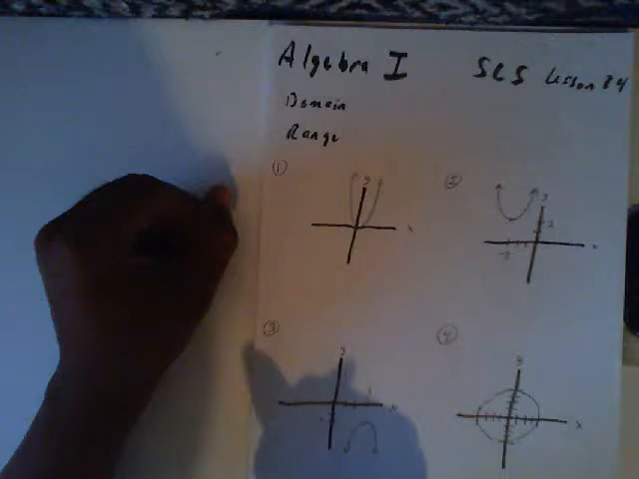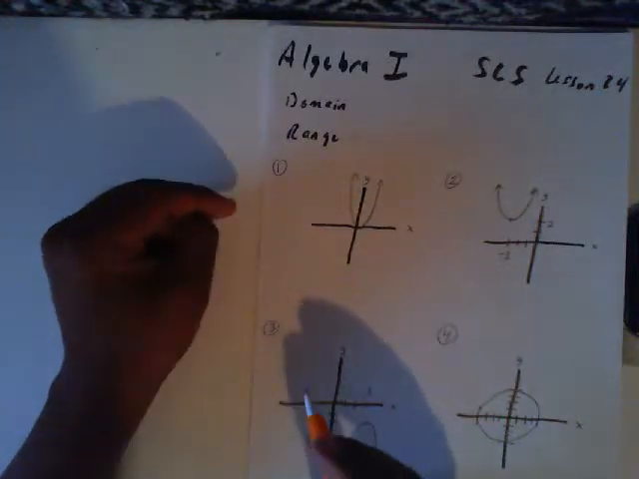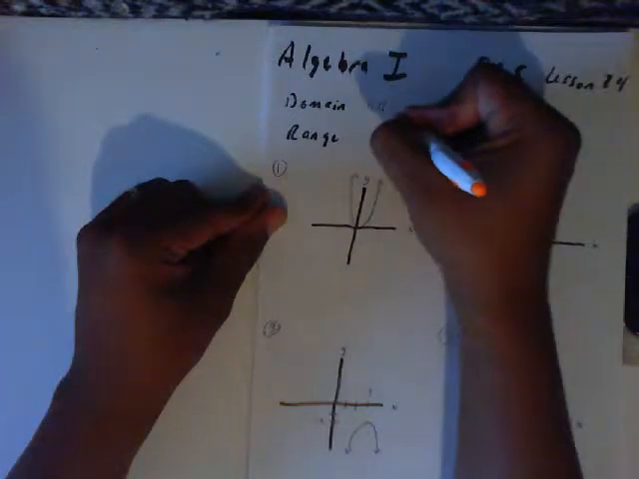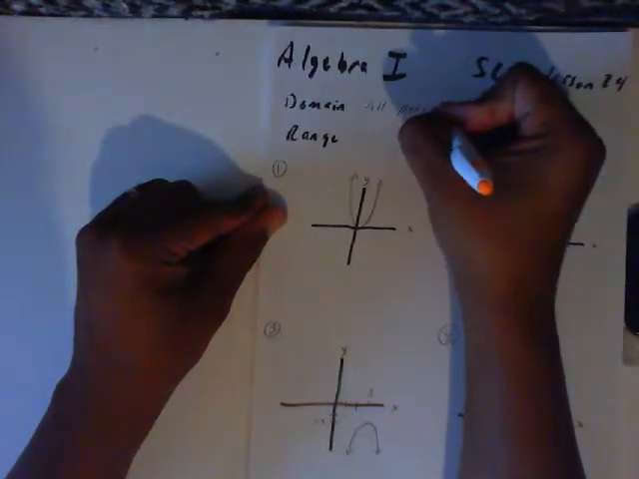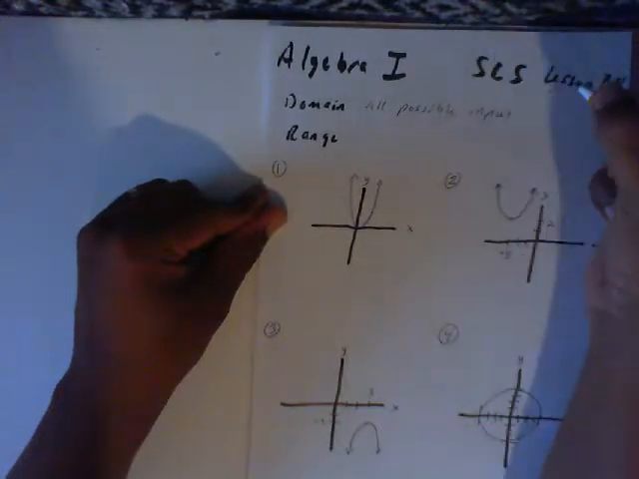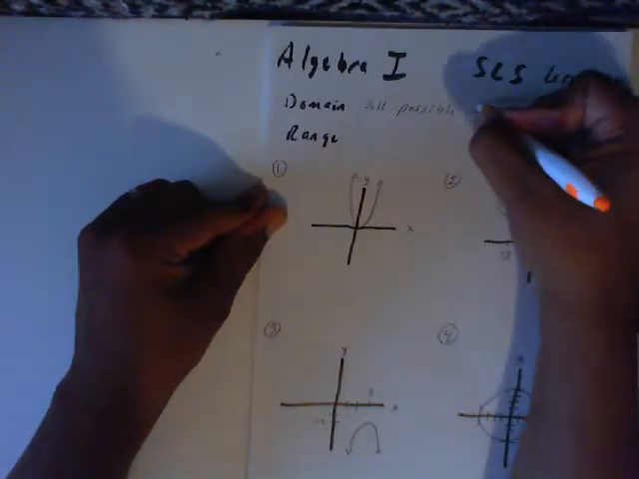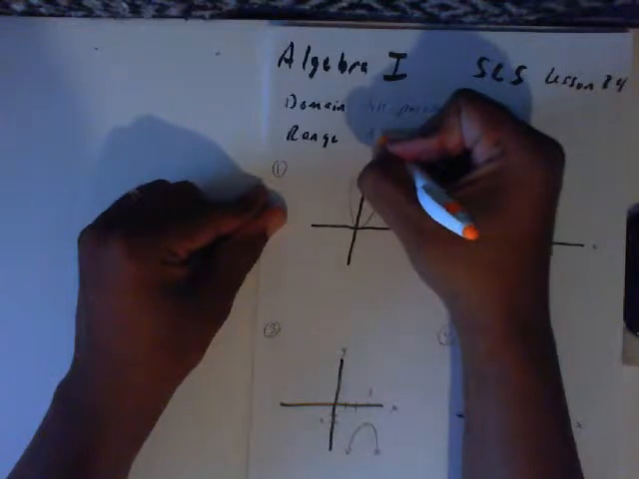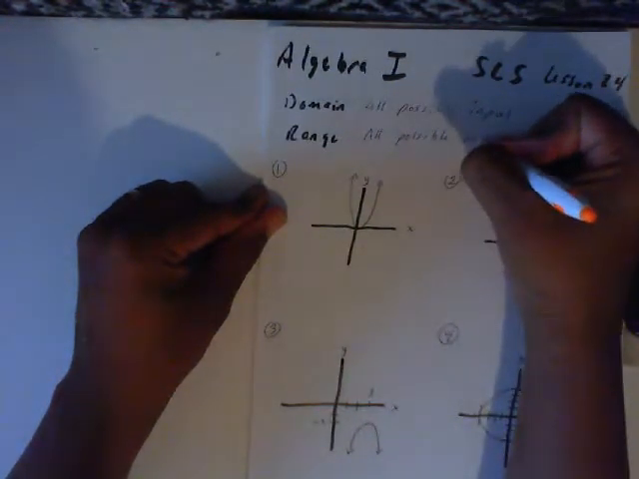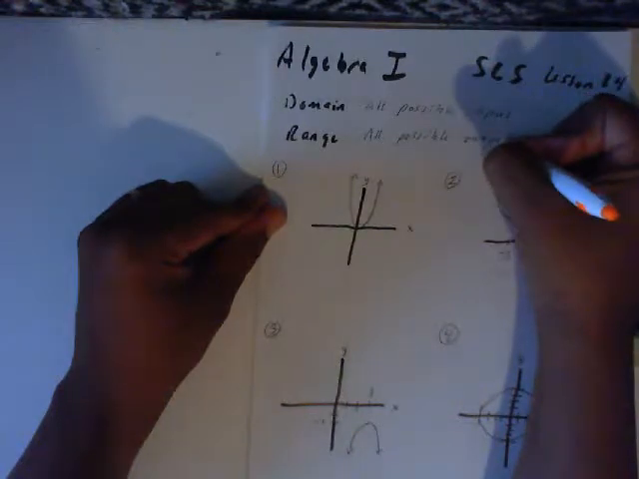Algebra 1, Sensei Learning System, Lesson 24. Let's talk about domain and range. Domain describes all possible input for an equation or function. Whereas range represents all possible output, or should I say answers, for an equation.